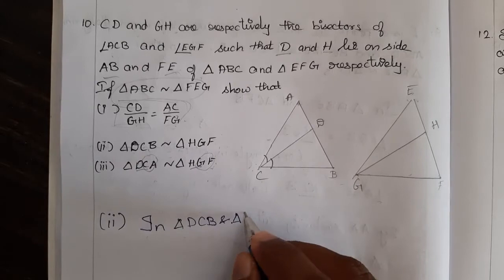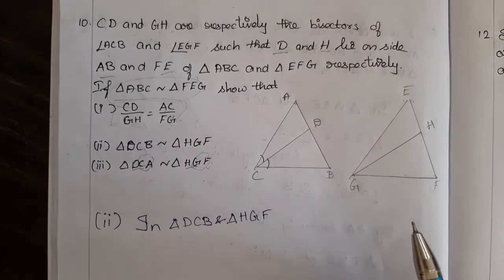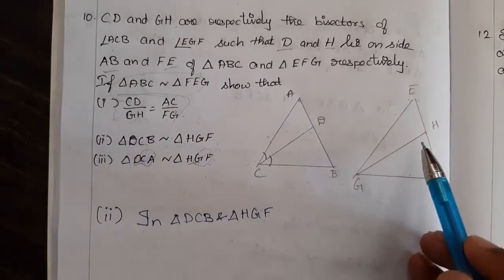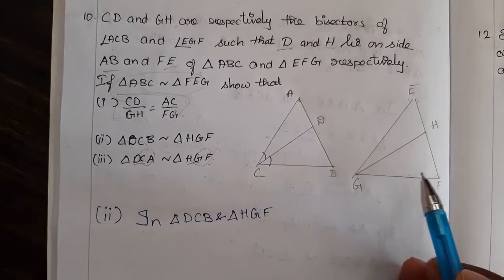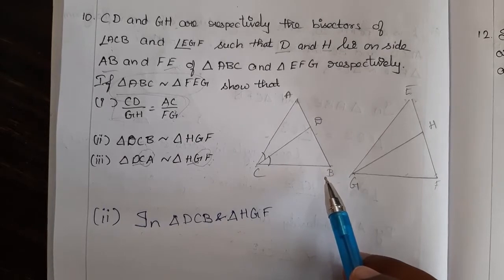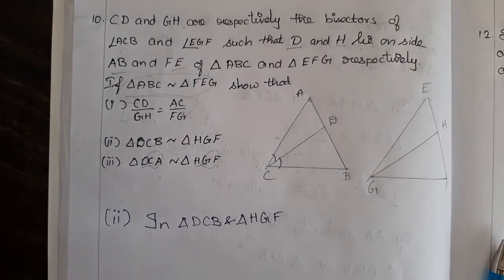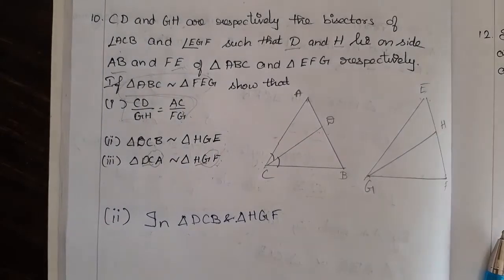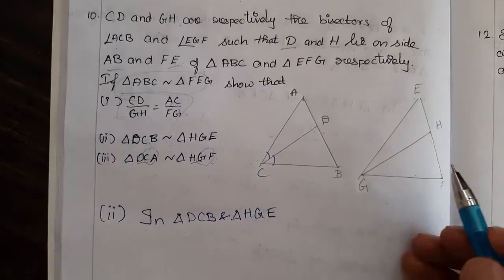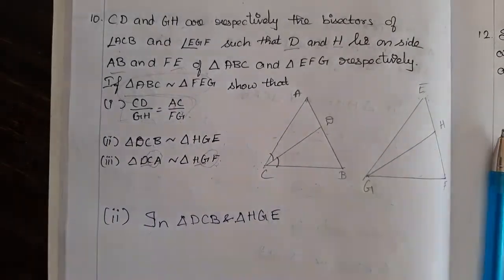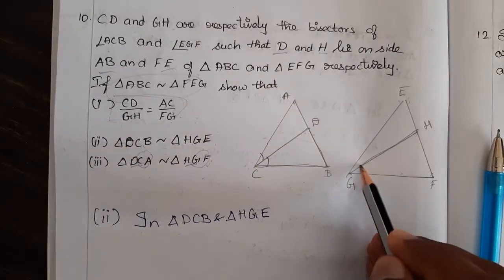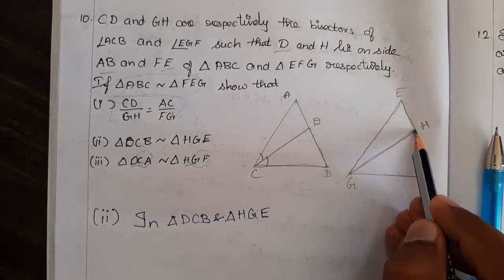triangle HGF. So I think by the angle we can prove, since it is given that DC and HG are angle bisectors. Sorry, there's a change in the question. It is angle HGE. So here is angle HGE, this triangle. So here we are going to compare DCB and HGE, this triangle. So this is also a bisector.